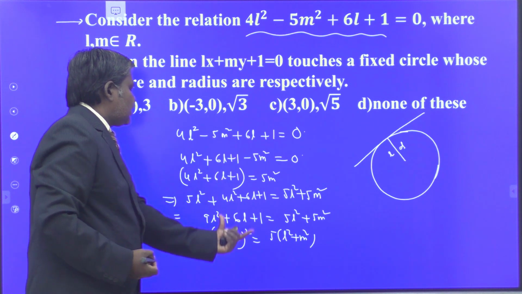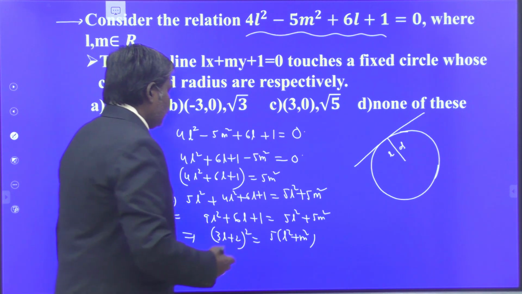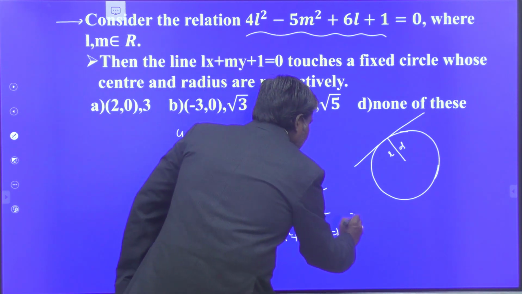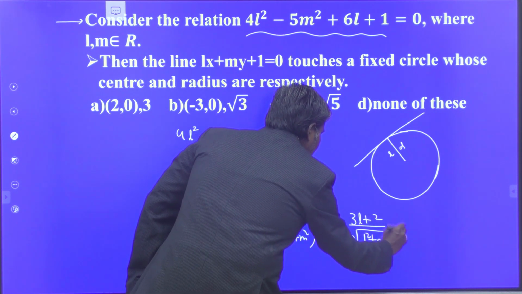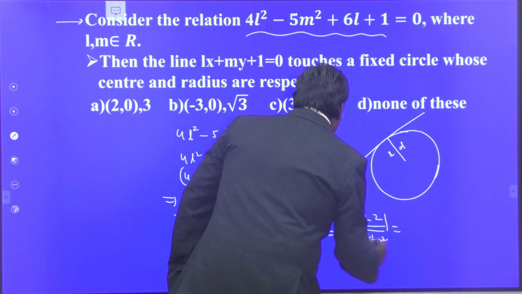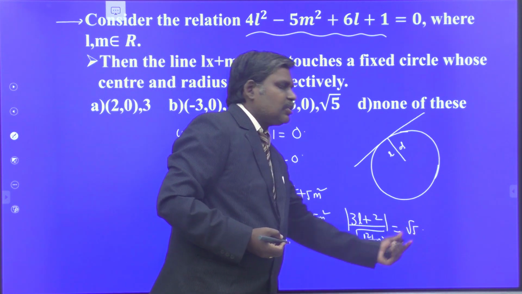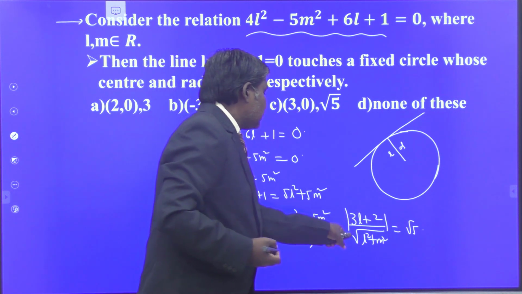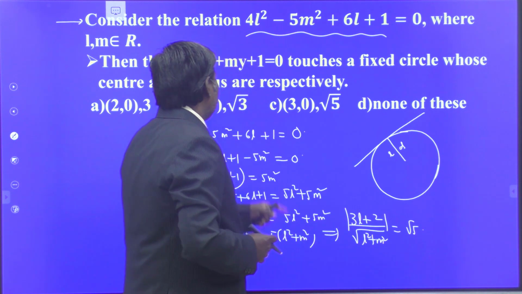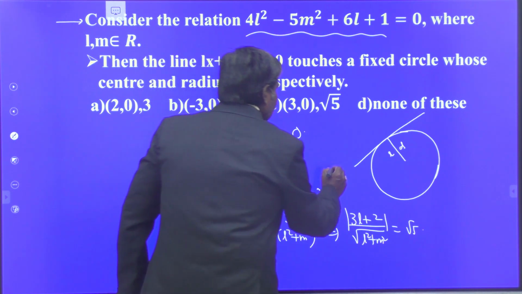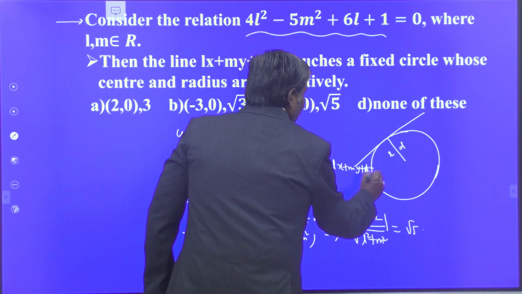We are making the relation in this form, that is R equals to D form. See my dears, this can be written as 3l plus 1 by root of L square plus m square is equal to root 5. See here, this is of the form some perpendicular distance is equal to some constant. What is this? This is the perpendicular distance from where to where? I think that is the point 3, 0. Your line is Lx plus My plus n equal to 0, where n means here 1.